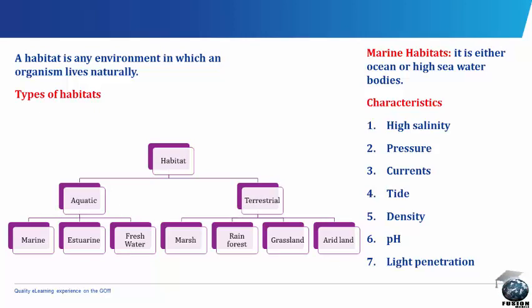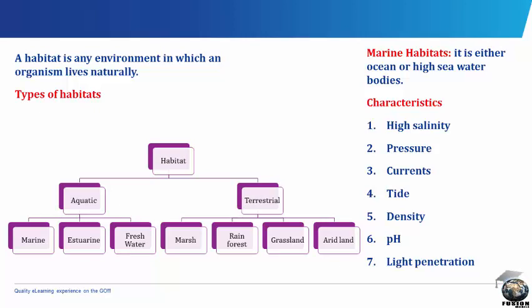Tide. Tide occurs due to alternative rise and fall in water level caused by gravitational effects of the moon and the sun. Density as a characteristic of the marine habitat. Here, a reasonable density of about 1.028 sustains the floating ability of some marine organisms. The high sea is relatively alkaline with a pH range of between 8.0 and 8.4 near the surface.